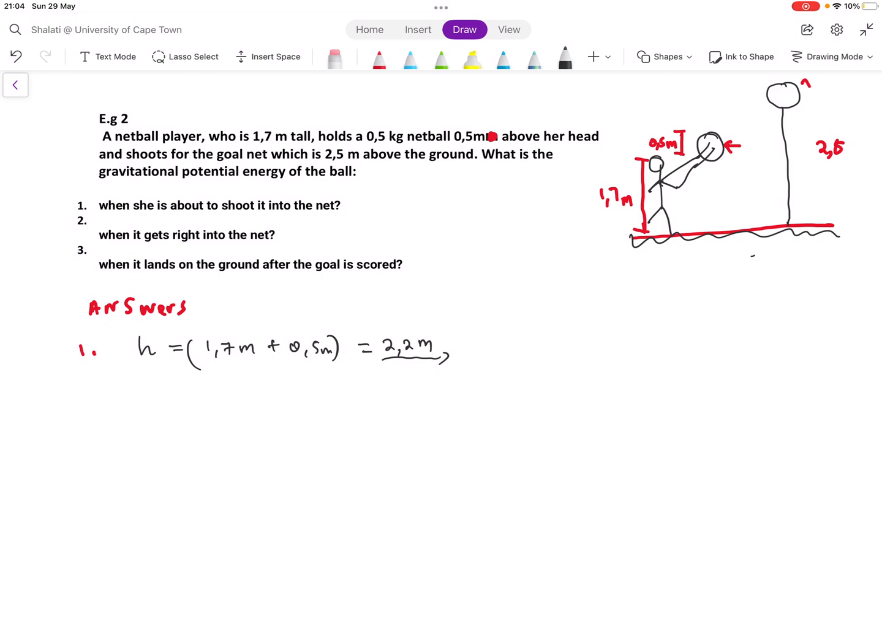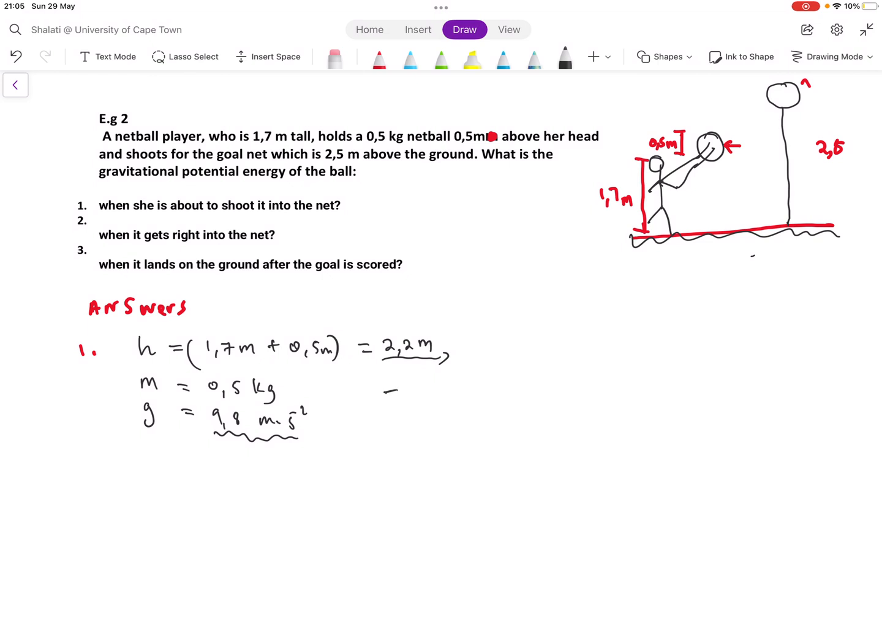Okay, and then what else are we given? We're given the mass of the ball, which is 0.5 kilograms, and the gravitational acceleration is 9.8 meters per second squared. As I said, this one is a constant. It will always be 9.8 meters per second squared. So now we can calculate what we are asked. What are we asked to do? We are asked to calculate the gravitational potential energy. So we can write down its formula.